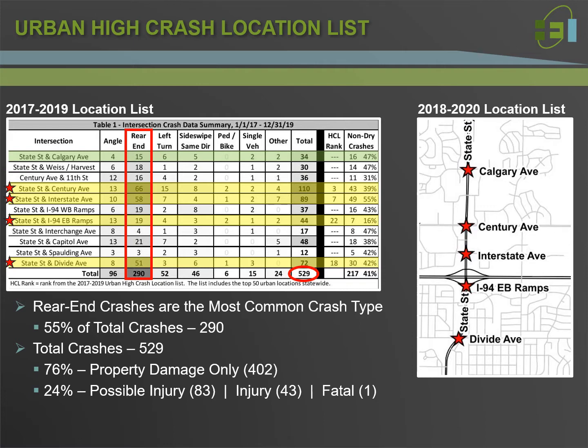Based on the data collected as part of the 2020 Traffic Operations Study, it was documented that 55% of all crashes were of the rear end type. Of the total crashes reported, 76% resulted in property damage solely, and 24% included possible injury and fatal related accidents. We will continue the discussion with an in-depth review of the safety improvement alternatives proposed for this project.